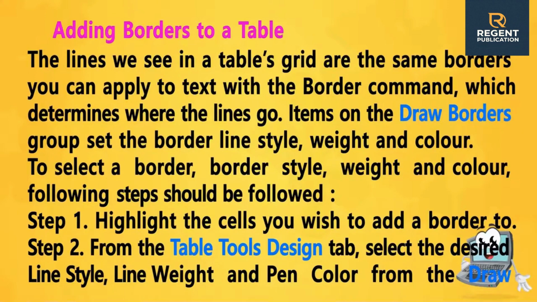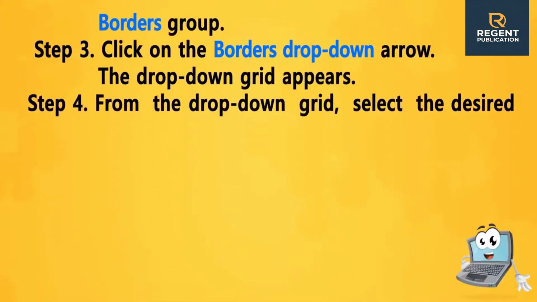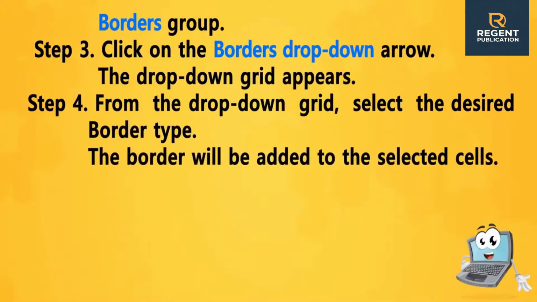Step 1. Highlight the cells you wish to add a border to. Step 2. From the Table Tools Design tab, select the desired line style, line weight and pen color from the Draw Borders group. Step 3. Click on the Borders drop-down arrow. The drop-down grid appears. Step 4. From the drop-down grid, select the desired border type. The border will be added to the selected cells.